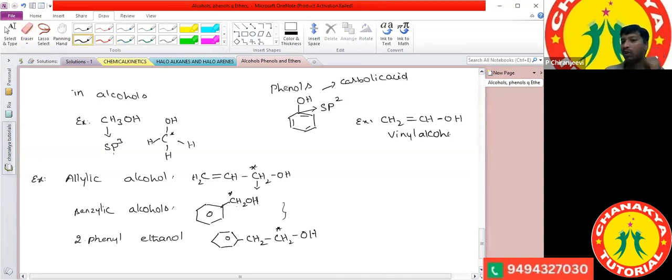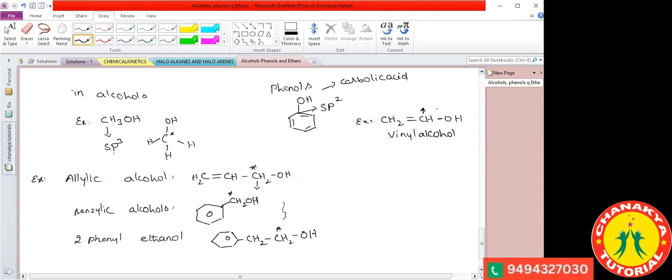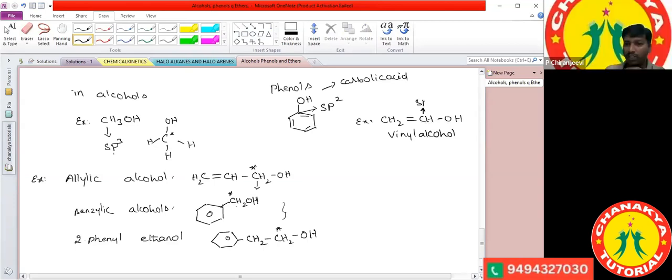Now in vinyl alcohol, what is the hybridization of the carbon which is attached to the OH? Sir, sp2. Yes, this one is sp2.